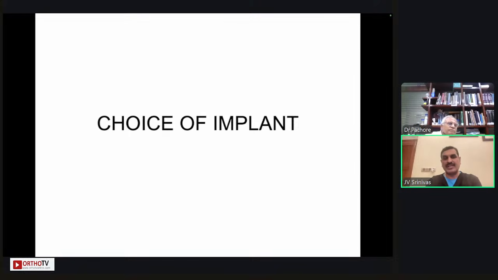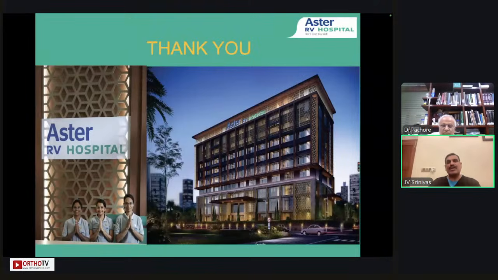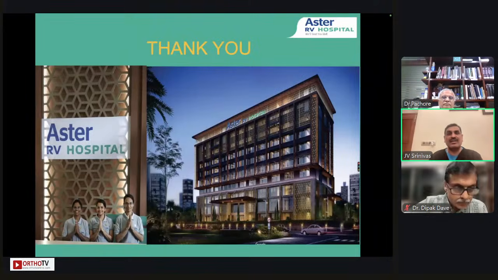Choice of implant must be there. Exposure you need to plan. Closure of the wound and rehabilitation. The whole program for the knee is different, not like a primary knee. You need to identify the pathology, plan your implant, plan your exposure, plan your closure, plan your rehabilitation. So with these points, I want to close my talk on TKR in the stiff knee. If you have any doubt, you can ask me now.